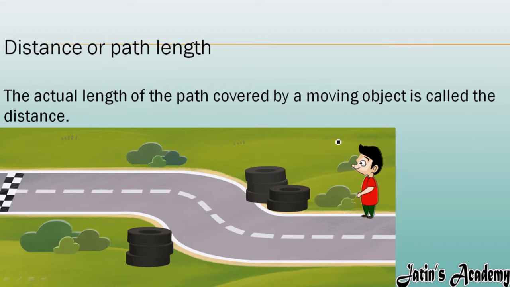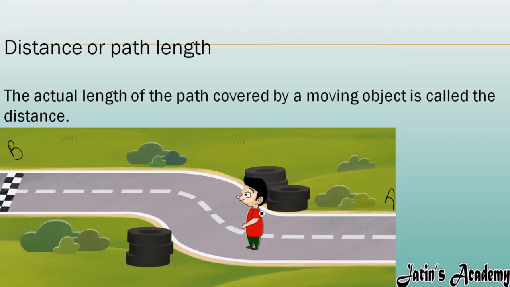Next we are having distance or path length. So what do you mean by distance? The actual length or the path covered by a moving object is known as distance. Whatsoever is the actual path. Now this boy wants to go from point A to point B. So whatever distance this boy is going to cover, that distance is known as path length or distance. This actual length covered by this boy is known as its distance. Fine.